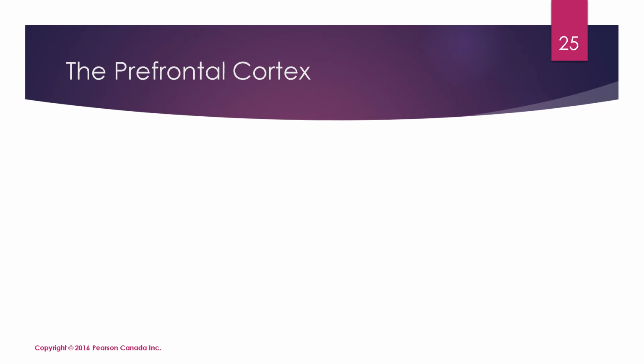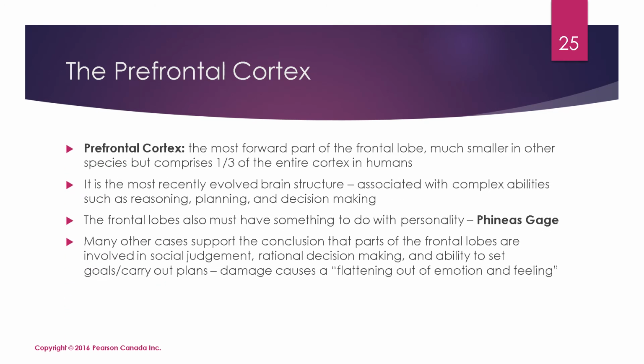So now we're going to talk about the prefrontal cortex. So the prefrontal cortex, and I mentioned this one a little earlier, is the most forward part of the frontal lobe. So it is the front of the frontal lobe. It's much smaller in other species, and you might remember back to that diagram I showed you of the prefrontal cortex in humans compared to other animals, but it comprises 1/3 of the entire cortex in humans, so it is very large within humans.